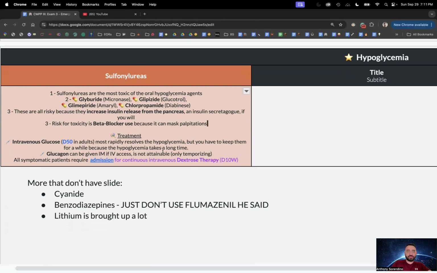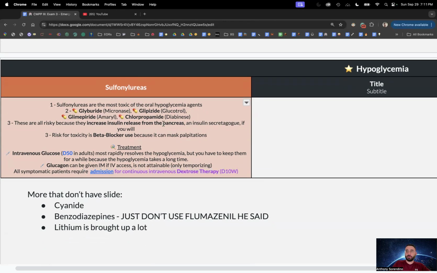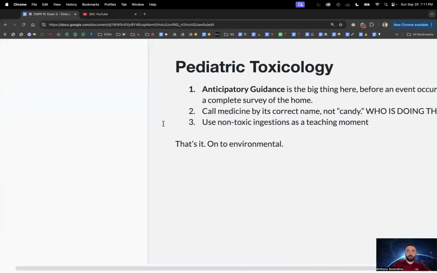But yeah, D50 is going to be the treatment here, or you can do glucagon, and they're probably going to be there for a while. You're going to have to do continuous IV therapy, I guess, while the half-life of this runs out. So definitely good to know.